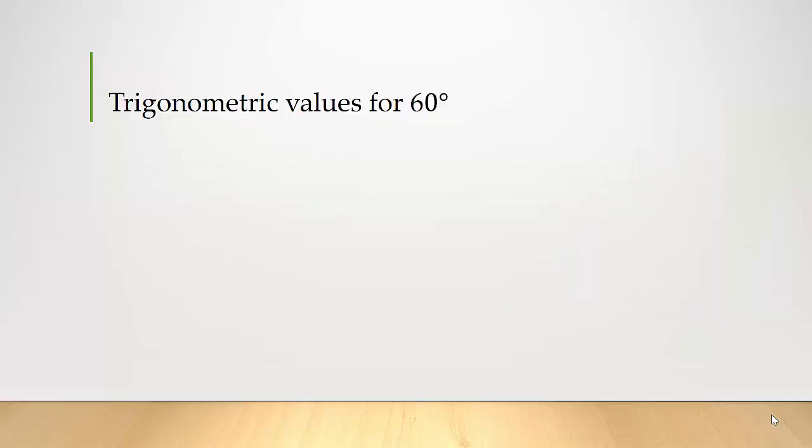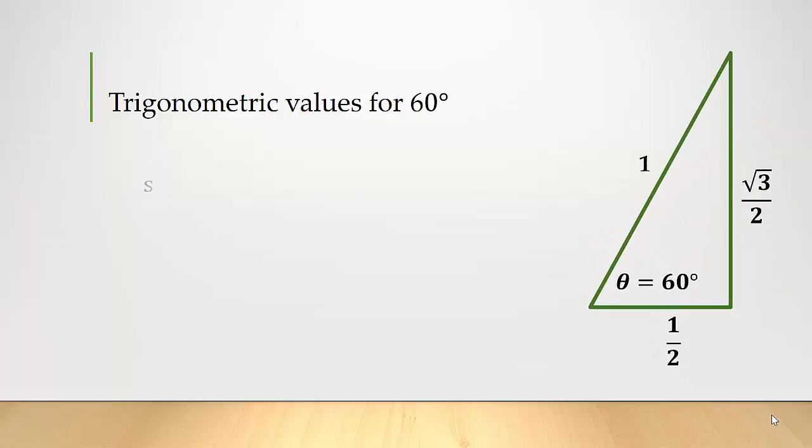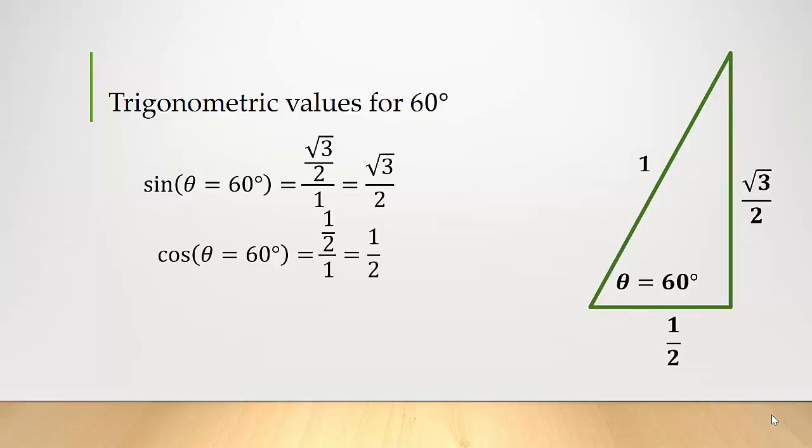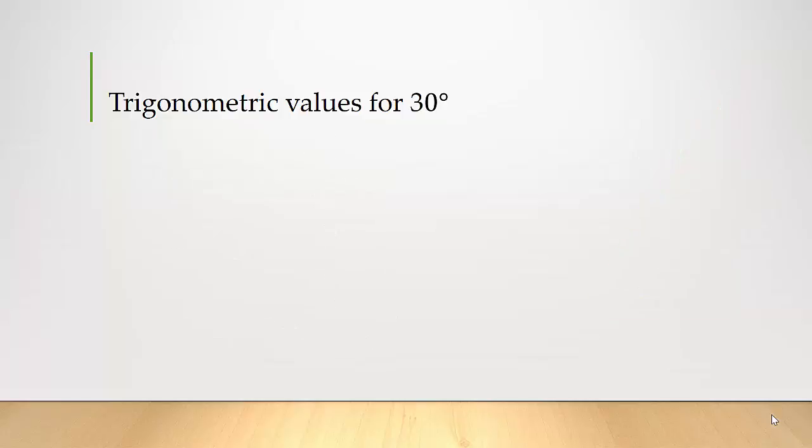I can do the same thing for the trigonometric values for 60 degrees. For 60 degrees, sine being opposite over hypotenuse is square root of 3 over 2 over 1. Cosine of 60 degrees, which is adjacent over hypotenuse, is a half. And the tangent, square root of 3 over 2 all over 1 half, we can simplify that to be square root of 3.